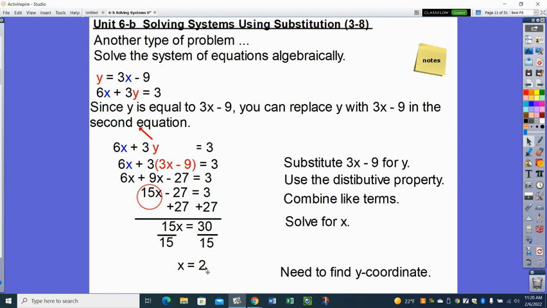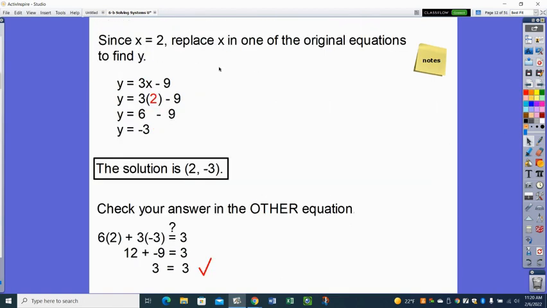Now I need that other part of the solution. I need the y coordinate, and your easiest bet right now is to go up into that top one and simply take the x out and put the 2 in. If you put it in here, you've got too much work to do. So you're going to put it up here where that x is and take 3 times 2 and subtract 9. Pick up my calculator if I need to, check myself, but 6 minus 9 is negative 3, and I believe that's my solution. I'm feeling really unsteady on this one.